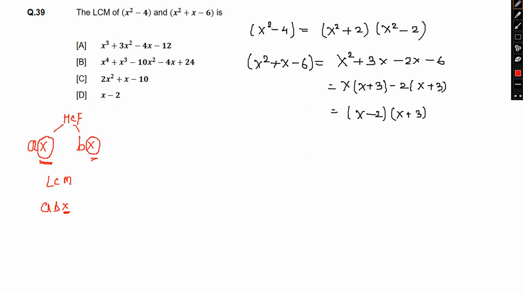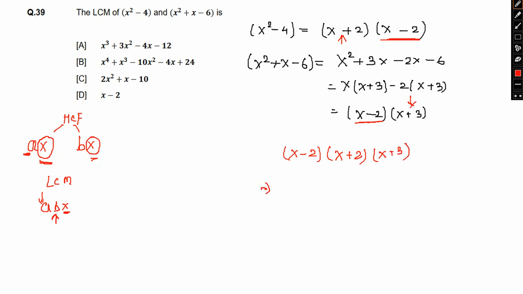Here, if we see x minus 2 in both, this x minus 2 is the common part. So this x minus 2 will come once, then we'll have the a part, that is x plus 2, and the b part, x plus 3.